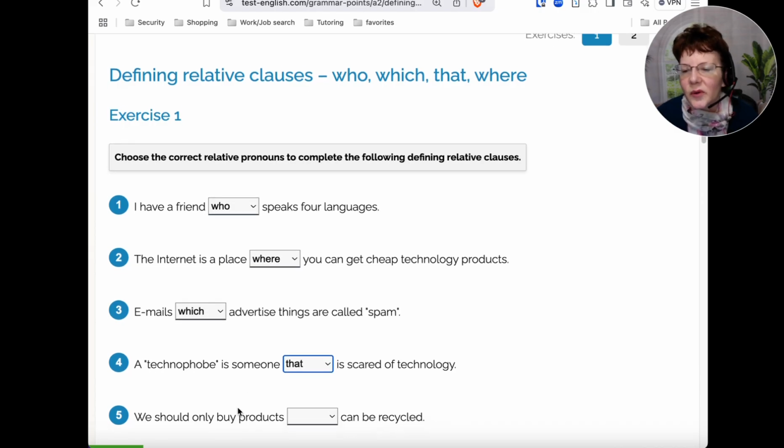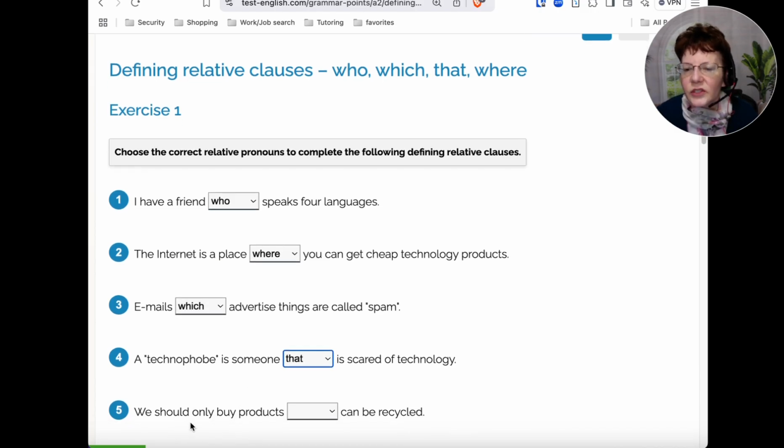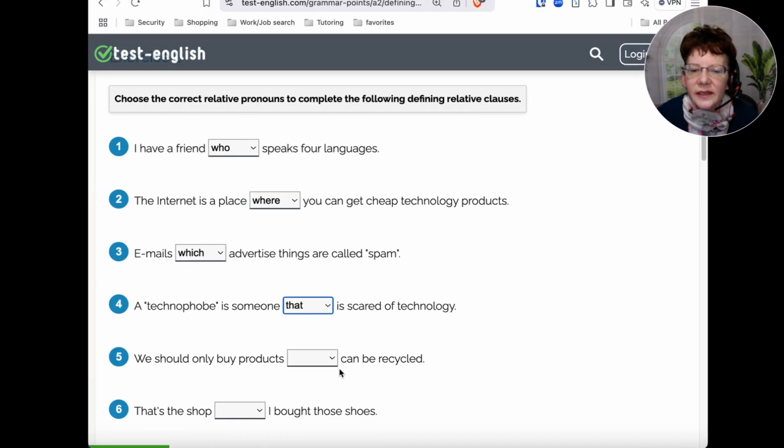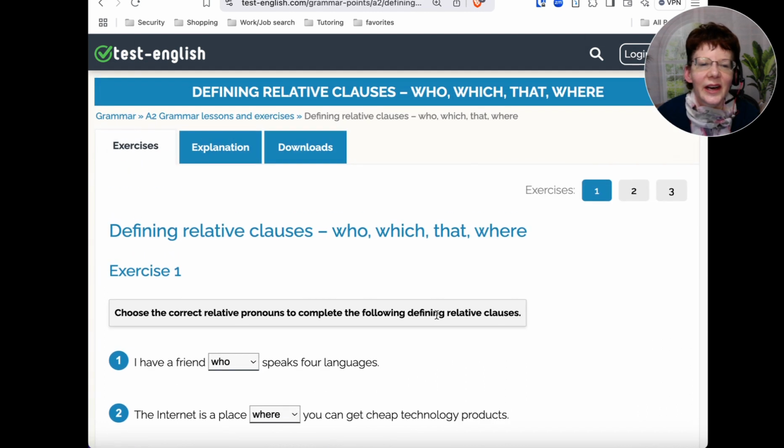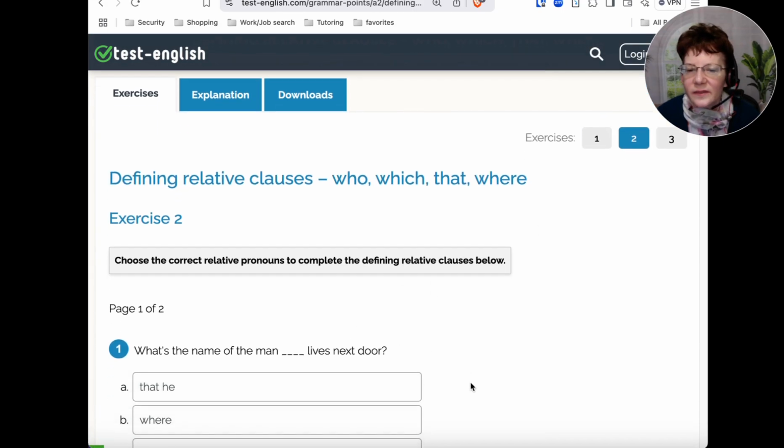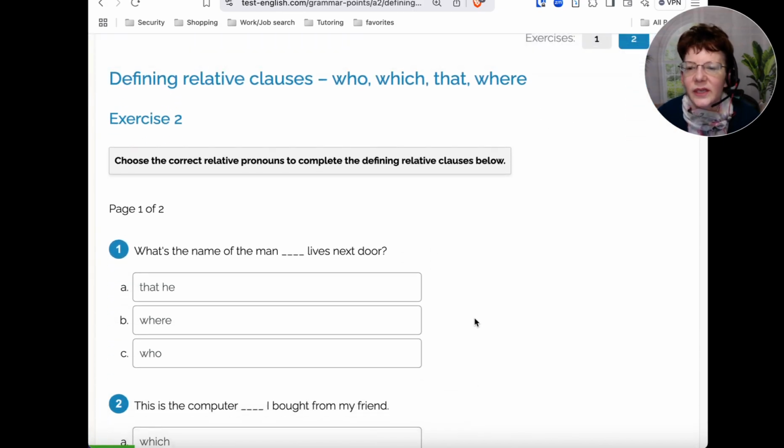All right, one more here. We should only buy products can be recycled. So that, where, or who. It's a thing, so if you chose that, that would be the correct answer. Okay, so exercise 2, let's see what that is. We have a multiple choice one.